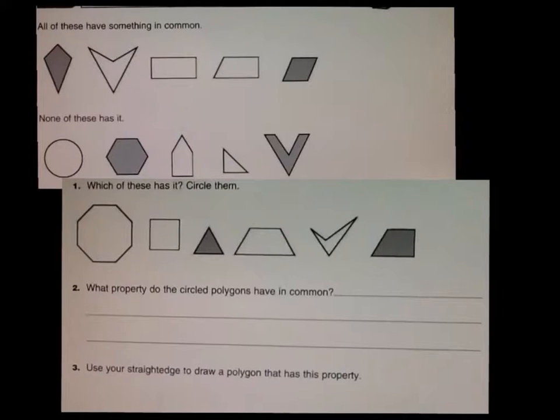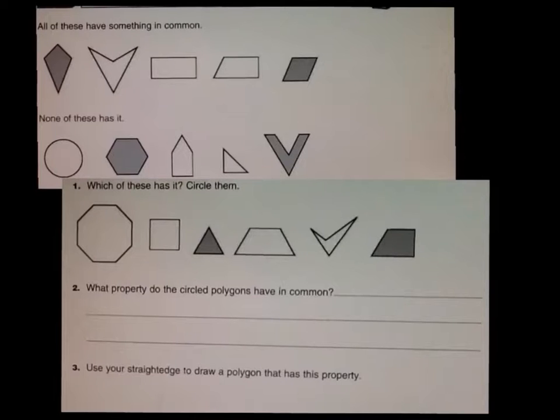The directions say, all of these have something in common. None of these has it. Which of these has it? Circle them. What property do the circled polygons have in common? Use your straight edge to draw a polygon that has this property. Remember, a straight edge can be anything with a side that will help you draw a straight line. Go ahead and work on this on your own right now.